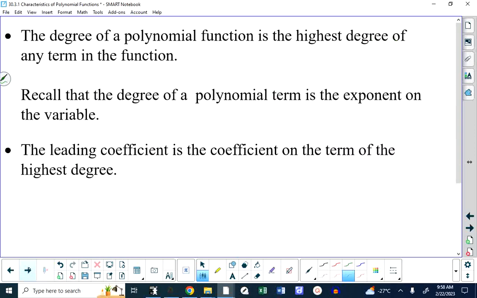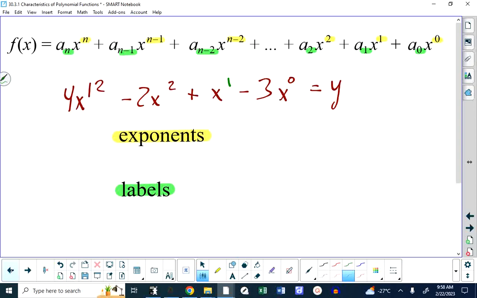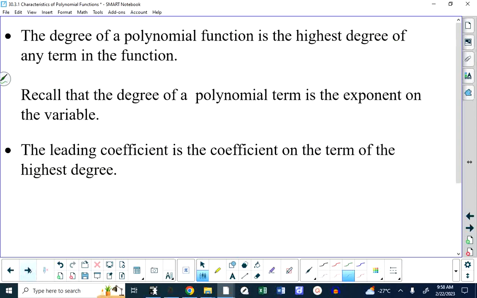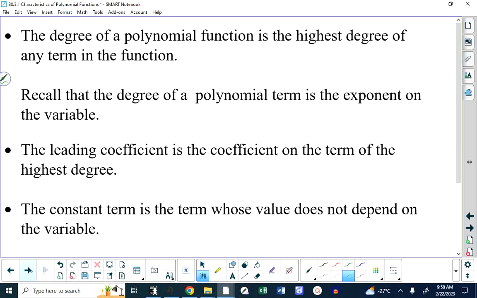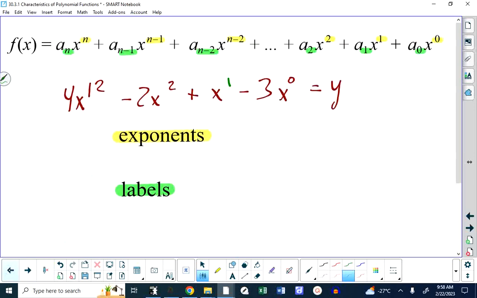The leading coefficient is the coefficient on the term with the highest degree. So we would say in this example that I've written that this is a degree 12 polynomial function and the leading coefficient is 4. The constant term is the term that is not dependent on x. It's the constant term. No matter what x is, there's a term that's always the same. The constant term here is negative 3. I put that x to the 0 just to make a point about exponents, but that constant term is negative 3.